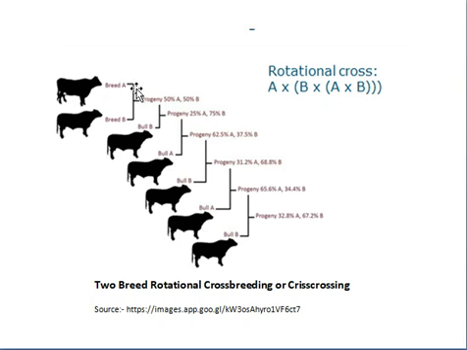We are breeding breed A with breed B. We get kids, progeny, and then we mate this progeny with bull B. We get progeny. Then we mate this progeny with bull A, then we get progeny, and then we mate this with bull B, and so on. This is called two-breed rotational crossbreeding or crisscrossing. So we will maintain heterosis. For example, here we have 32% A and 68% B, for example. This is usually used in beef cattle crisscrossing.